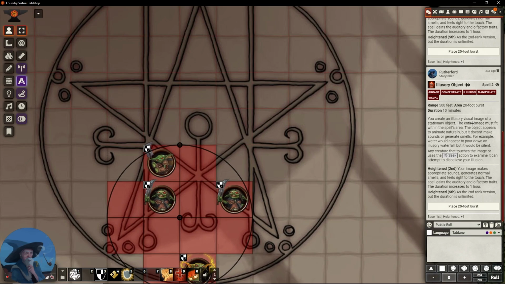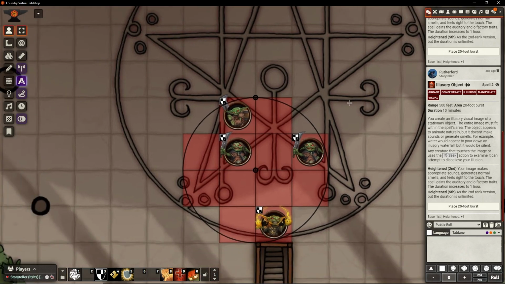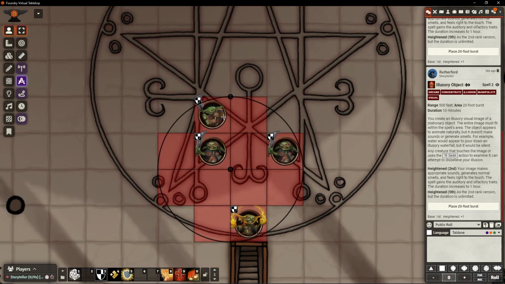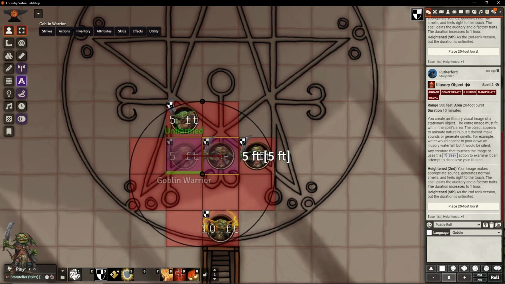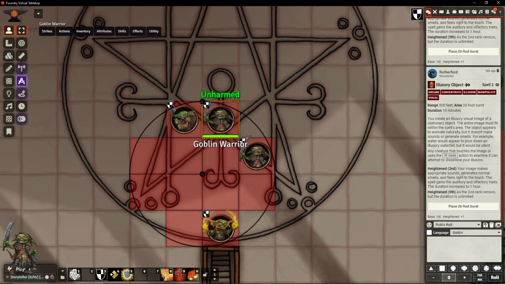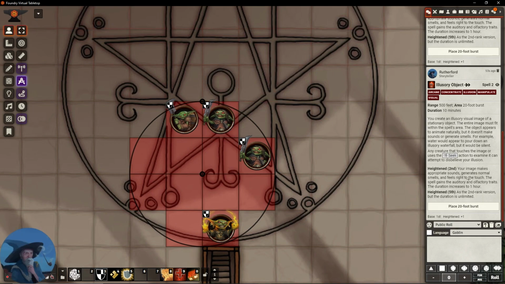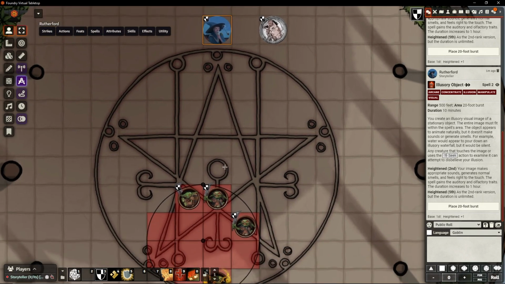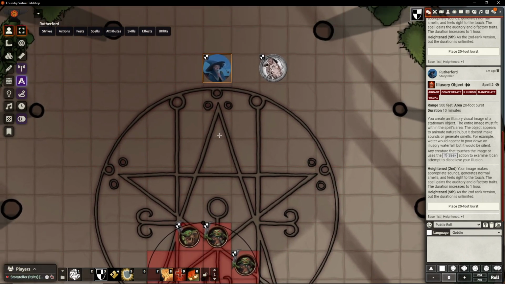Now in this case, at second rank, the image makes appropriate sounds, generates normal smells, and feels right to the touch. Rutherford is not going to tell the goblins that it is an illusion this time. They are going to attempt to walk up and touch the bars, and because the bars now feel right to the touch, they do not get to make a disbelief check. They don't know that it's an illusion, so it's not in their minds to attempt to disbelieve it. The only person currently who could attempt to disbelieve this would be Rutherford.